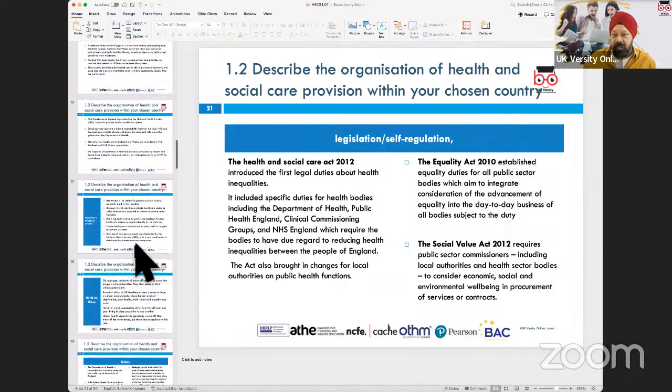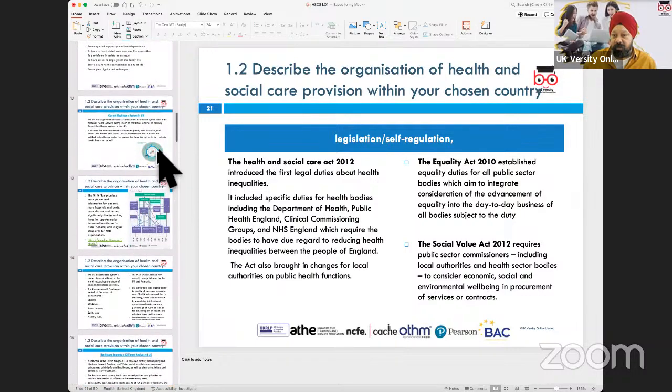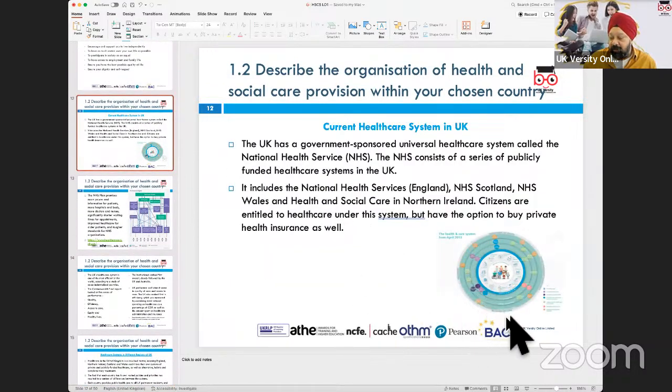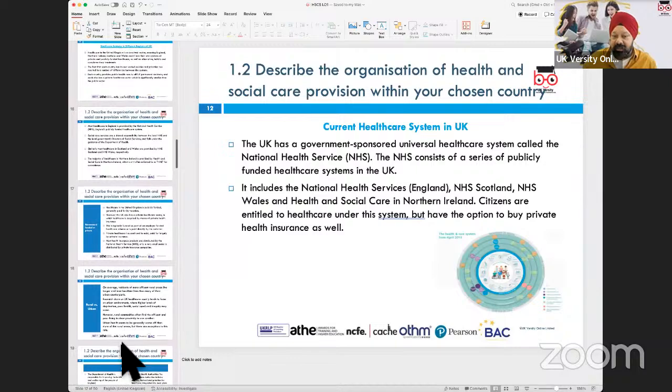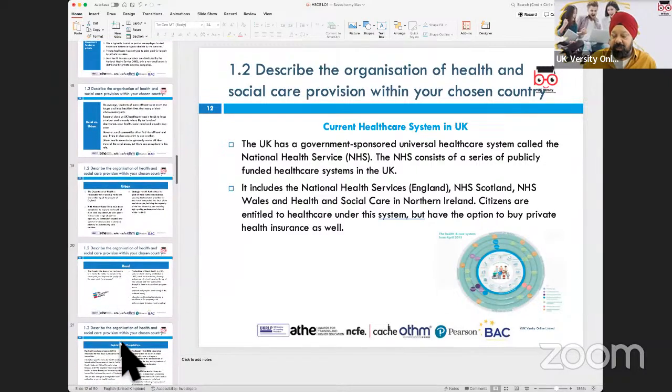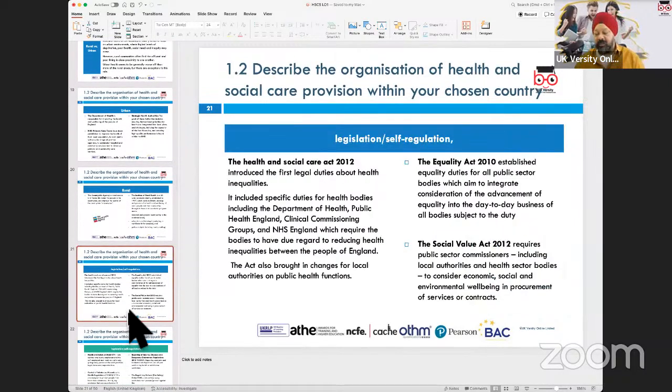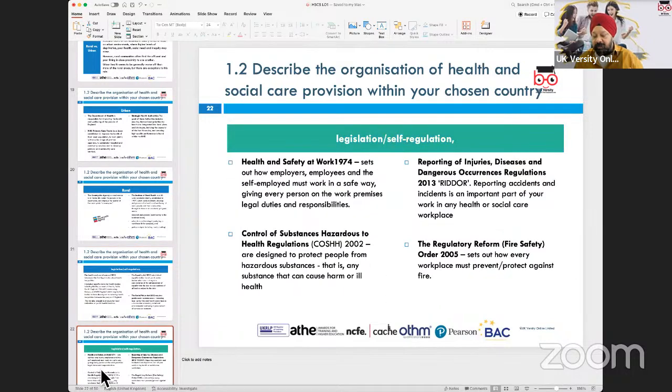So if I look at the first organogram which I had shown, which is this one, and you looked at the outer circle, which talked about Parliament, the acts and the legislation, these are the key acts and legislations that we need to be aware of as far as health and social care provision is concerned. So we need to be aware of the Health and Social Care Act, the Equalities Act, the Social Value Act, some of the acts which are important when we do work within the sector.